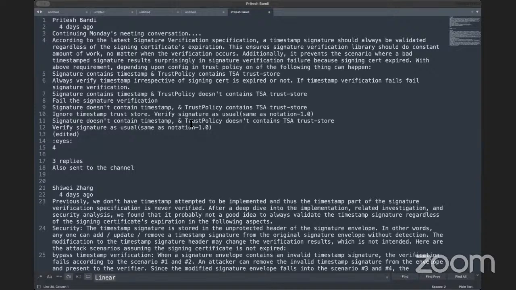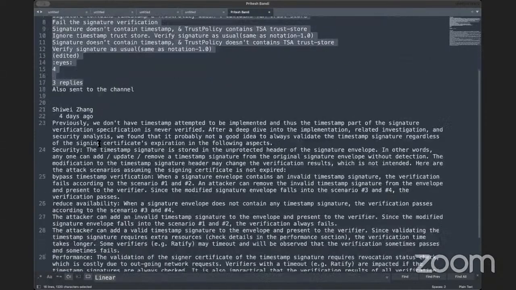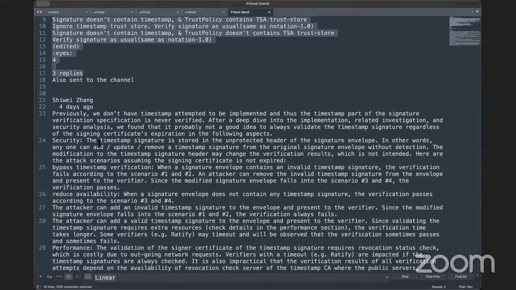Also, it eliminates a scenario where verifiers are surprised because yesterday my signature verification was succeeding, but today the certificate expired and it's failing because the timestamp signature was either corrupted or wasn't signed by my trusted TSA. So it avoids that scenario. That's what I was proposing. Then Shiva brought a couple of good points about what might be the downside of the proposal.